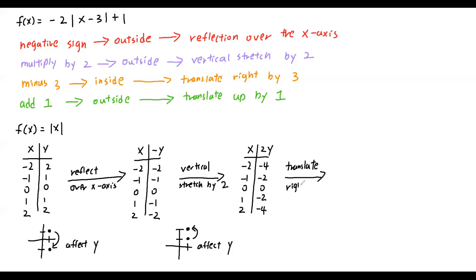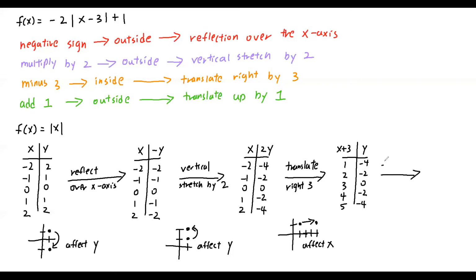Next, we have a translate right by 3. If we give ourselves a mini graph with the coordinate (1, 1), and we translate right 3, it will become (4, 1), which affects the x value. So our table will have x plus 3 and y, with x values 1, 2, 3, 4, and 5, and y values -4, -2, 0, -2, -4.